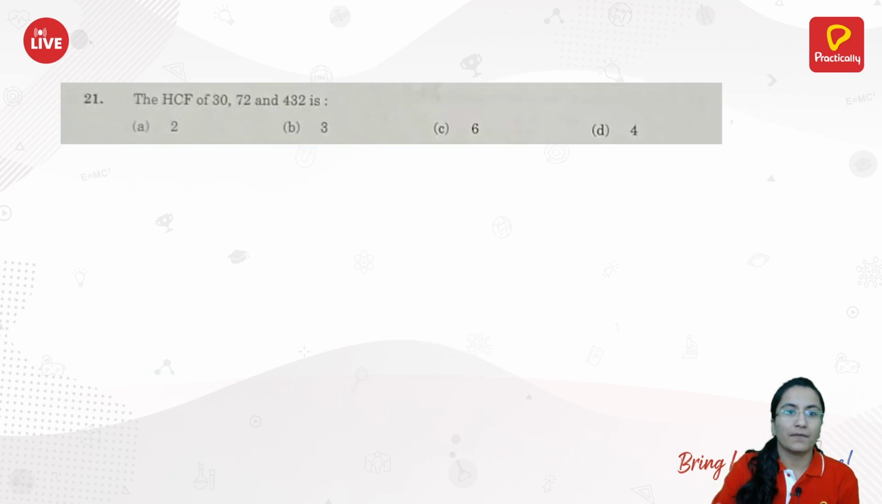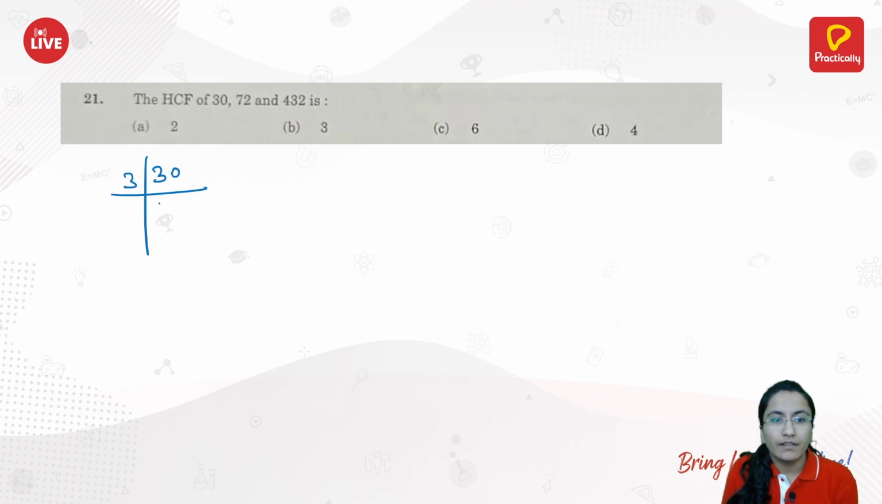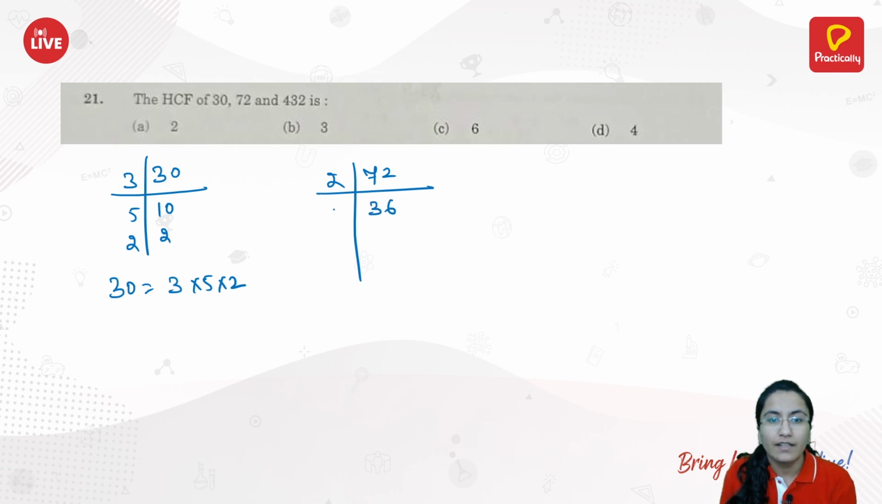Next question you have here is, find the HCF of 30, 72 and 432. Okay, let's first find 30. You have 3, 10, 5, 2. So 30 could be written as 3 into 5 into 2. Next comes 72. You have 2, 36 over here, then 2, 18, then 2, 9, then you have 3. So 72 is basically 2 cube into 3 square.